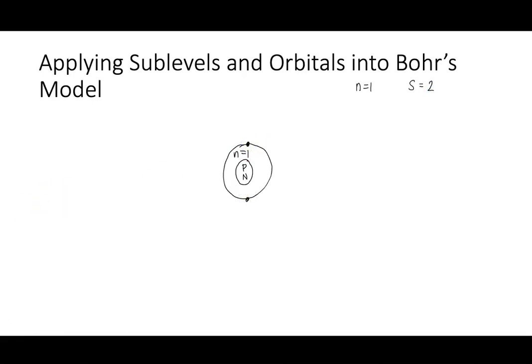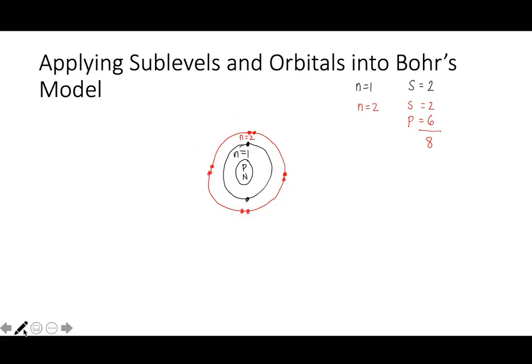Now, the second level, N is equal to 2, I'm going to use red so you see the difference. Remember that N equal to 2 has 2 sublevels. That's S, which is a max of 2, and P, which is a max of 6. So that's a total of 8. That means principal level number 2 will have 8 electrons. I'm just distributing it so you can see it. That's the max it can handle.